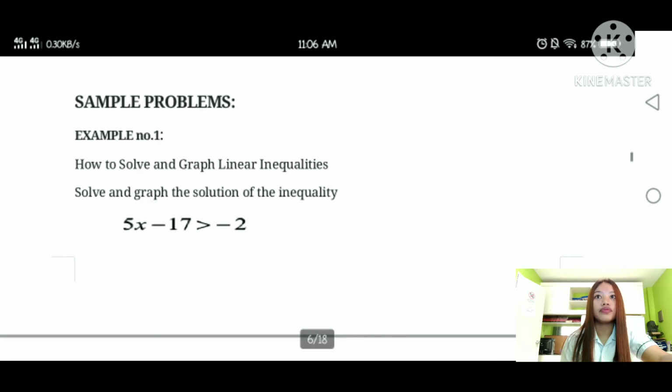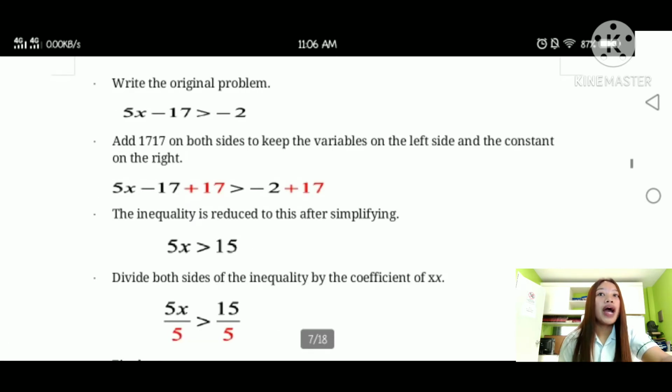For example, how to solve and graph linear inequalities. Solve and graph the solution of the inequality 5x - 17 is greater than negative 2. Add 17 on both sides to keep the variables on the left side and the constant on the right side. So, it will be 5x - 17 + 17 is greater than -2 + 17. The inequality is reduced to this after simplifying. So, it will be 5x greater than 15.